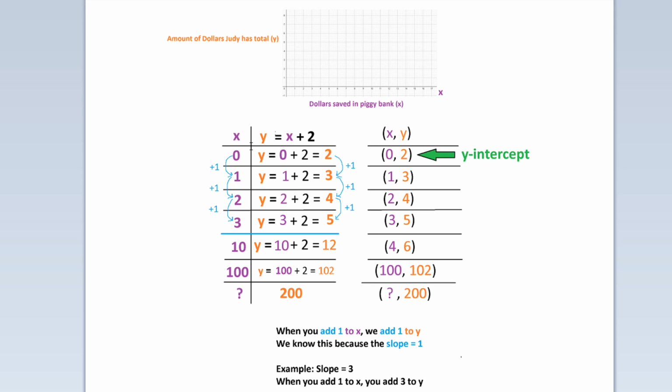So when x is 0, that means that if there's no money in the piggy bank, Judy has just the $2 in her pocket. If there's $1 in the piggy bank, there's 1 plus the $2 in her pocket, $3 altogether. $2 in the piggy bank, plus the $2 in her pocket, gives you $4 altogether. So basically, each time we're just adding $1 to the piggy bank, so however much money she has altogether goes up by 1.